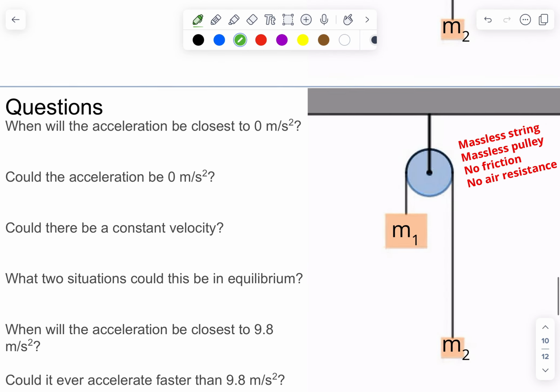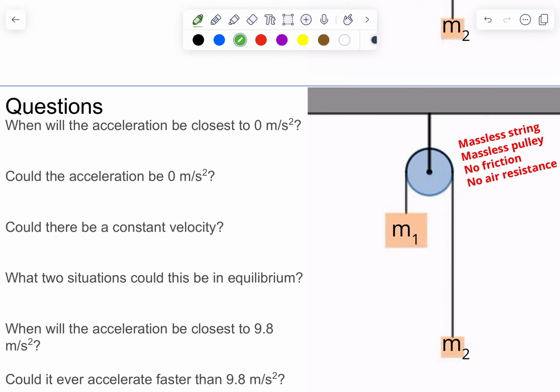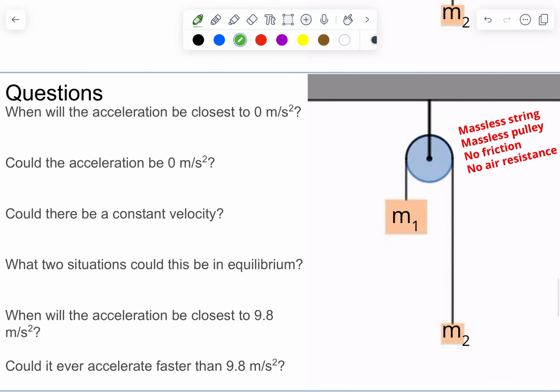Here are some follow-up questions we can go through. When will the acceleration be closest to 0? Well, if I have m1 equal to m2, it's not going to move, or it could move at a constant velocity. So the closer I get to m1 equals m2, the closer it will be to 0. Could the acceleration be 0 meters per second squared?